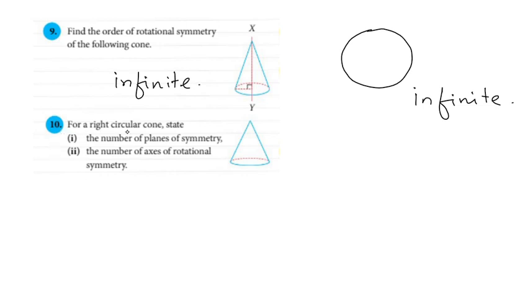Question number 10: for a right circular cone, state the number of planes of symmetry. Now let's see what a plane is. It means that if we have a cone like this, forgive me for my drawing, let me draw it again, and it should be like this. Yeah, a much better thing.